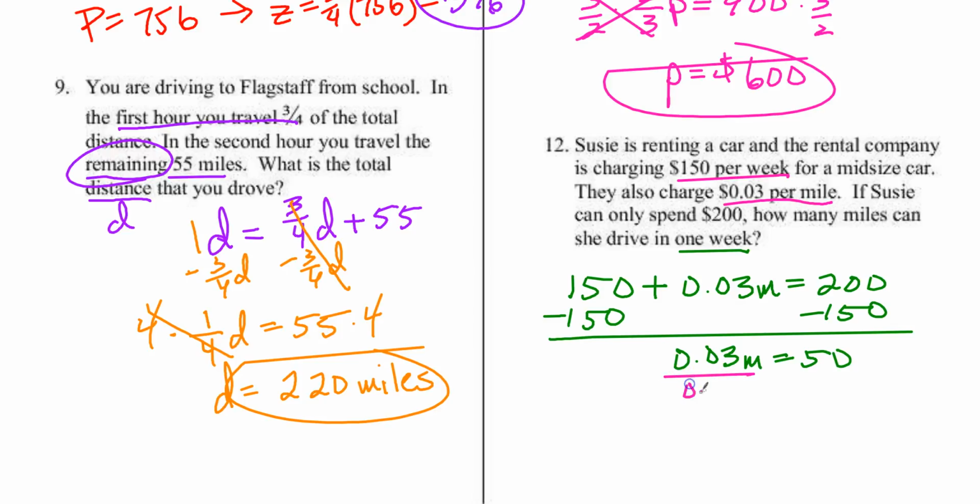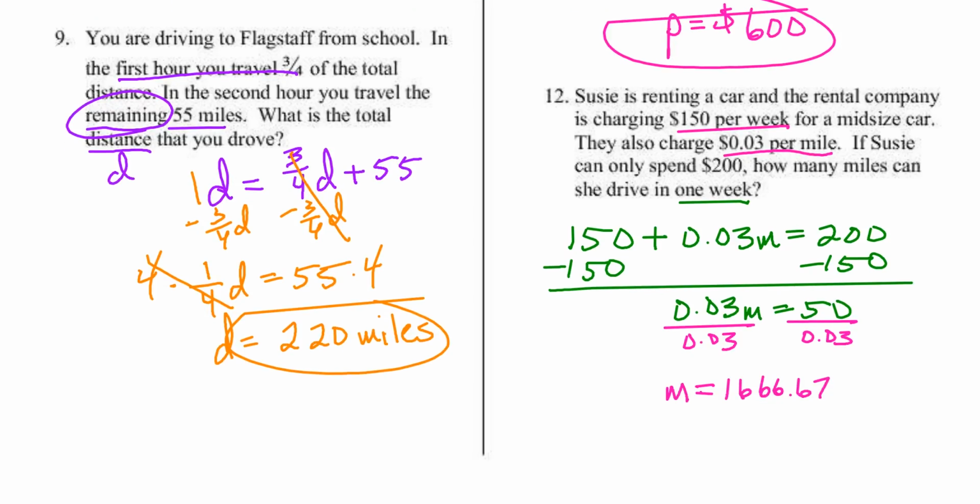So we divide by the 3 cents. And we get a mileage. If we use our calculator, we get 1,666.67 miles. Well, we normally get charged by the full mile, so we either have to round that up or round it down. Since she can only spend $200, we're going to round this down, because if she drives for 1,667 miles, she's paid too much. So we're going to say she can drive 1,666 total miles.